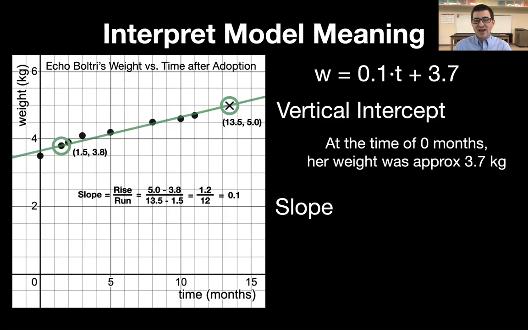So we could interpret that as being when Echo was adopted, she weighed approximately 3.7 kilograms. And it's okay, though she actually weighed 3.5 kilograms, it's okay that our line predicts that she would have weighed a little bit more, just because the line doesn't go exactly through every data point. But we can say approximately that was Echo's weight when she was adopted.